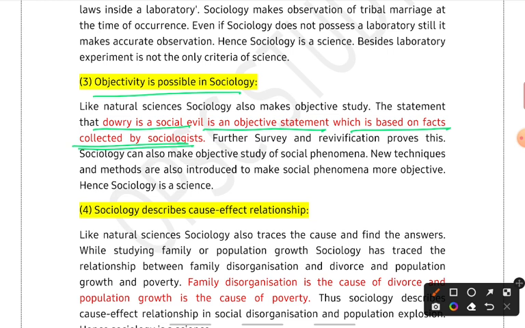Same thing. You try to first see that concept. Suppose, for example, child infants, female infanticide. So what is that? You're trying to make an objective statement: no, this is very bad. Girl children are being killed in the initial phase, when they are born. You initially make a statement, and then you try to collect the facts to prove that. So this is more objective in nature.